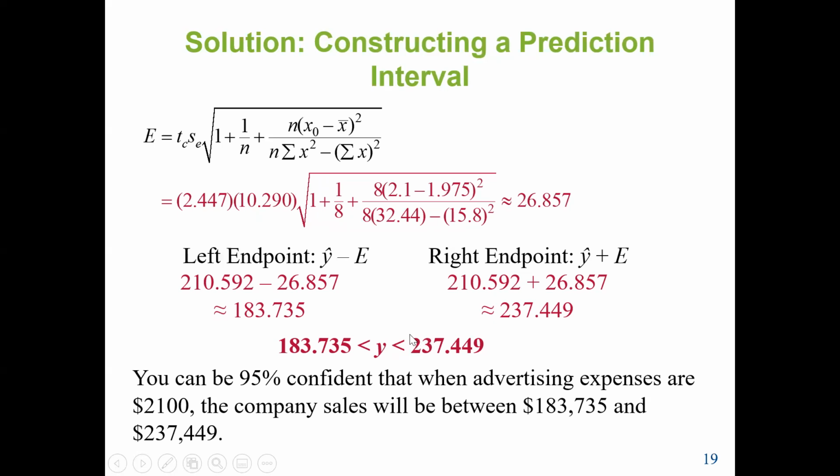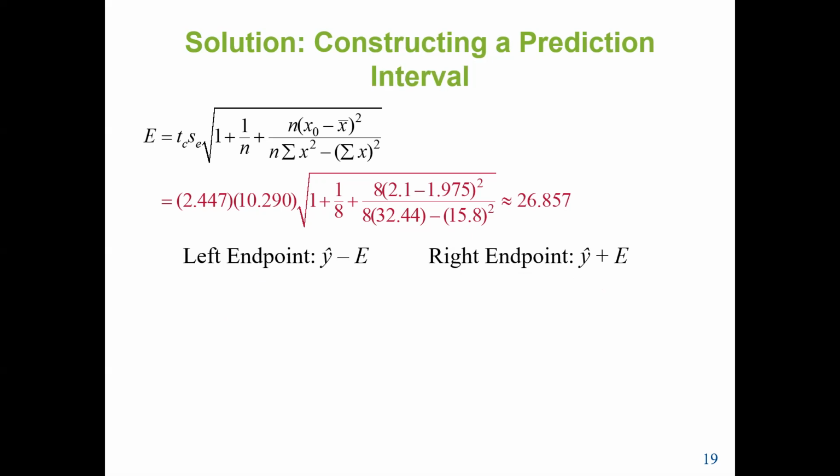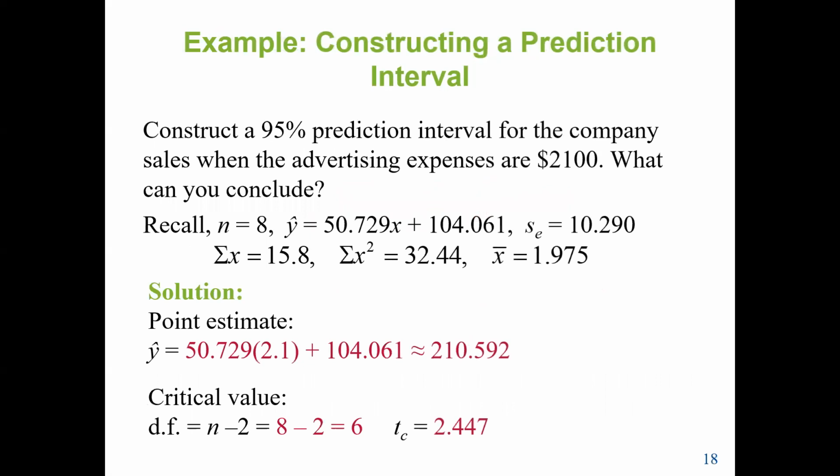In our previous regression analysis, we only found one specific value. For example, actually we did that already. Here we have the regression equation. We say we want to predict that if the company spent 2,100, what will be the income that they are going to generate, which is the y caret. It will be 210.592. That's what we know, approximately.